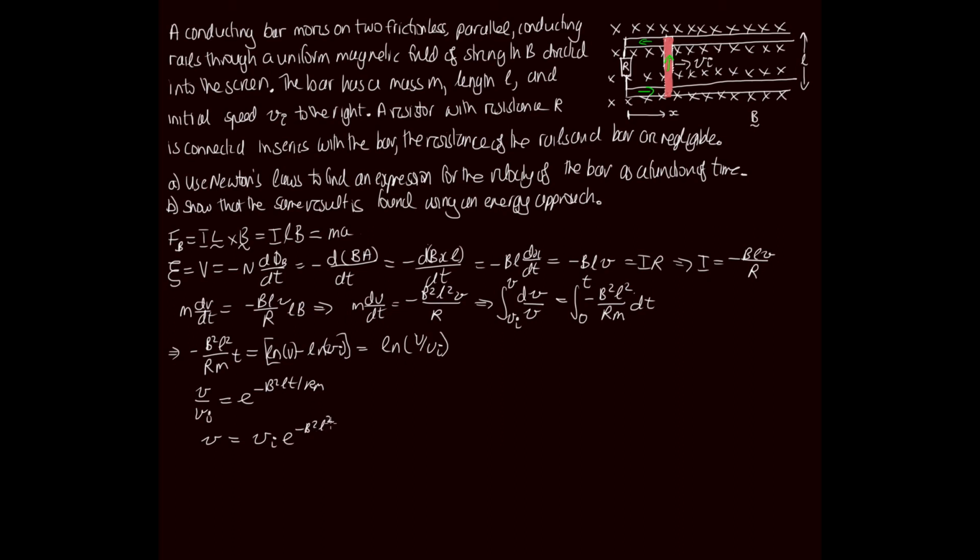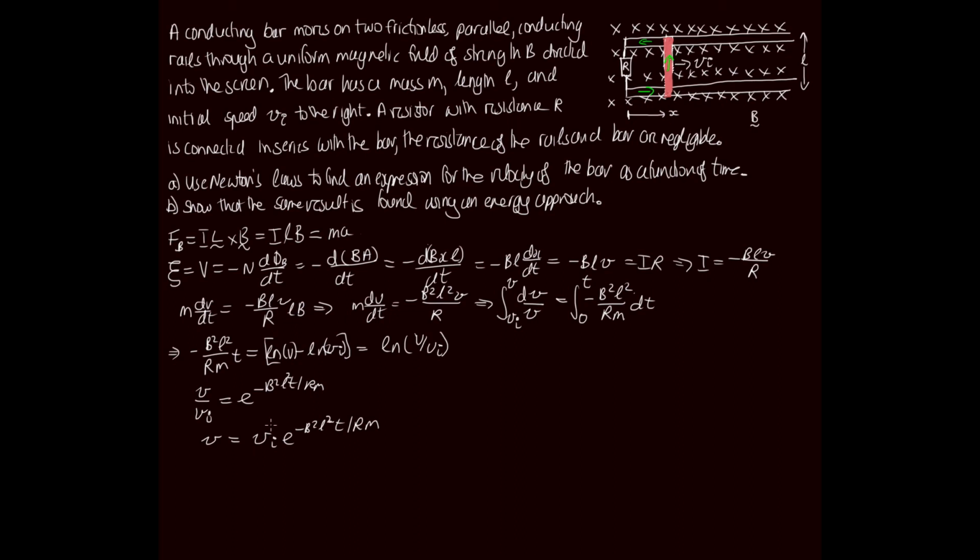Sorry, I've dropped a squared off my L there. It was here and then I forgot to write it on this line. So b squared L squared t on Rm. So that's an expression for the velocity of the bar.